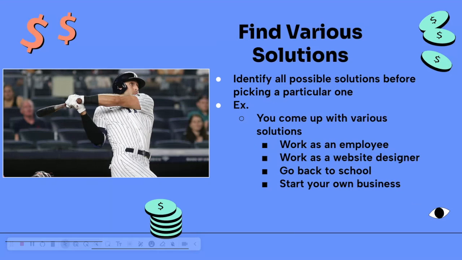You're going to identify all possible solutions before picking a particular one. For example, you come up with various solutions. You could work as an employee for an already stable computer science firm. You could work as a website designer. You can go back to school and pursue a degree, or you could start your own website business.